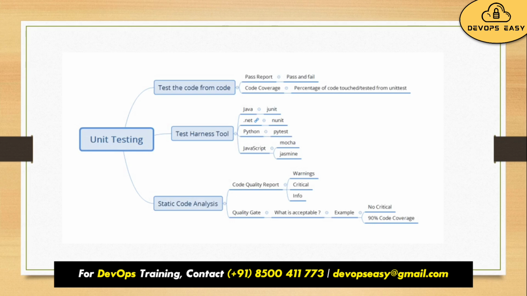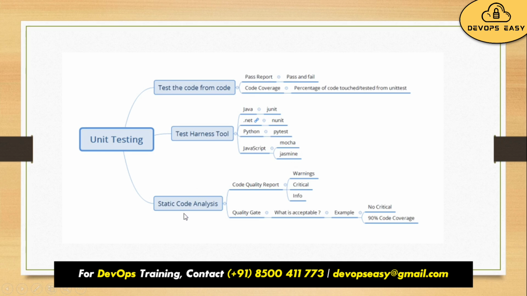We are going to learn all these tools. I'm just showing an overview. I told you, we need to test that code. For testing also there will be some tools. For Python it's PyTest. For Java it's JUnit. For .NET it's NUnit. For JavaScript there is Jasmine.